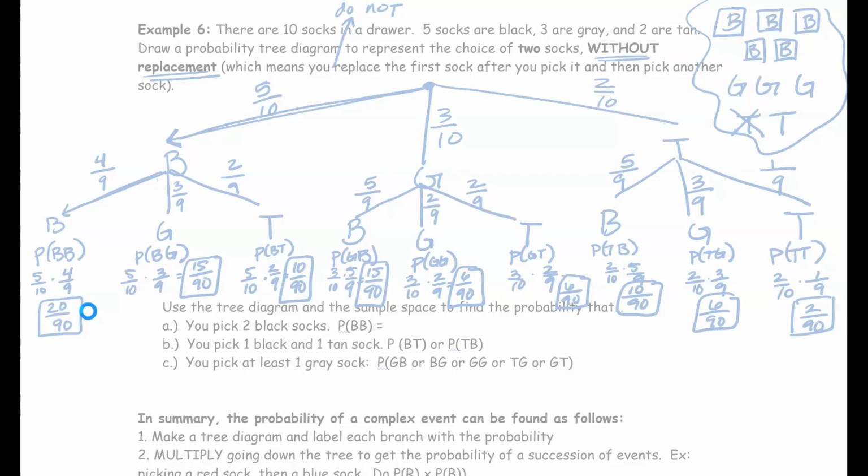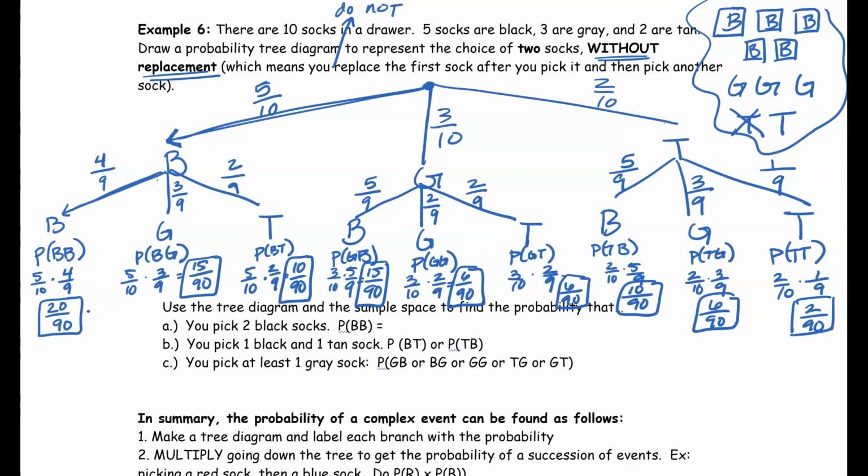For the second one, it says you pick one black and one tan. Well, that could either be black tan or tan black. So if there's ever multiple scenarios that fit the question, then you're going to go ahead and add those probabilities together. So you're going to find the probability of BT and then find the probability of TB, tan black, and add those probabilities together. So the probability of black tan, we said, was 10/90.